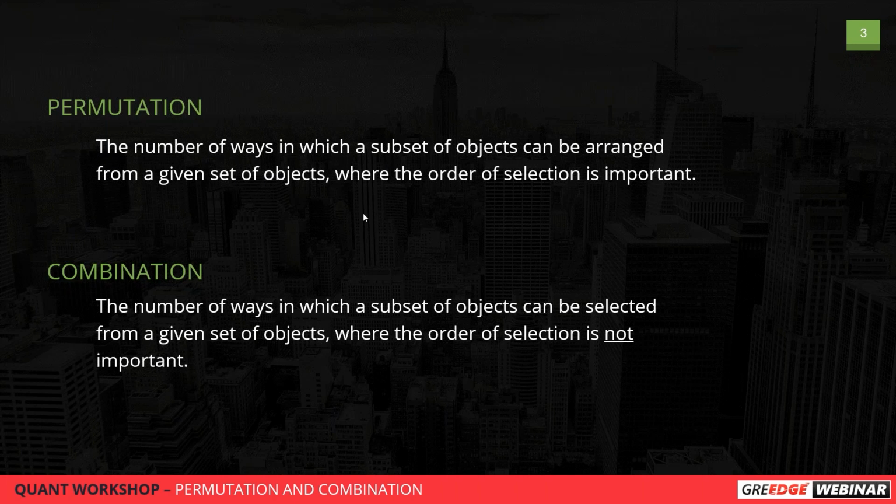So the logic behind these two is: if a list of things is given, and the question is asking about arranging, how many possible ways this list of objects can be arranged, then the question is based on permutation, if it is completely about arrangement. But if the task is based on selection, how many ways you can select, then the problem is based on combination.